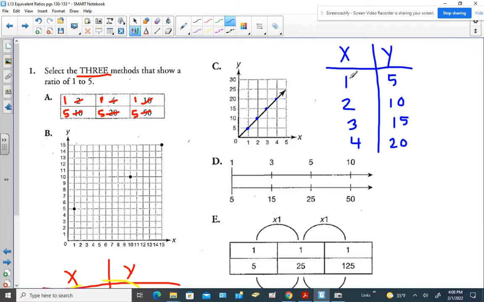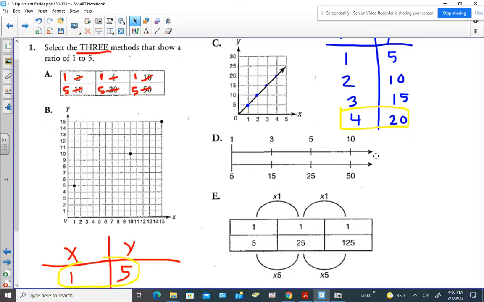Now, if we simplify, so this one looks good, right? That's a 1 to 5 ratio. If we simplify this next one, would that also be a 1 to 5? If we divided both of these by 2, isn't 2 divided by 2 1, and isn't 10 divided by 2 5? So that would also be a 1 to 5 ratio. If we divided these by 3, 3 divided by 3 is 1. 15 divided by 3 is 5. So that's a 1 to 5 ratio. Ask yourself if that's true for the last point. And if it is, that looks like one of the 3 that you will pick.